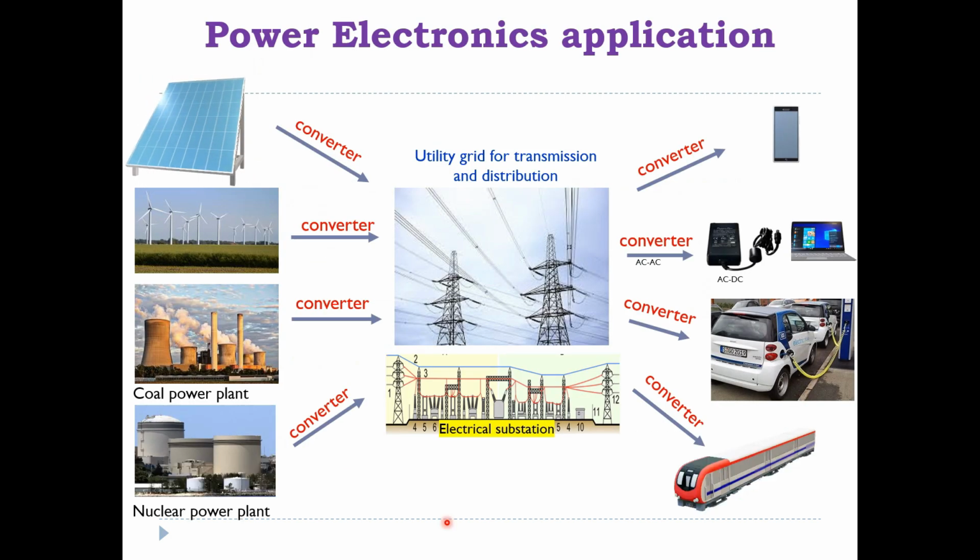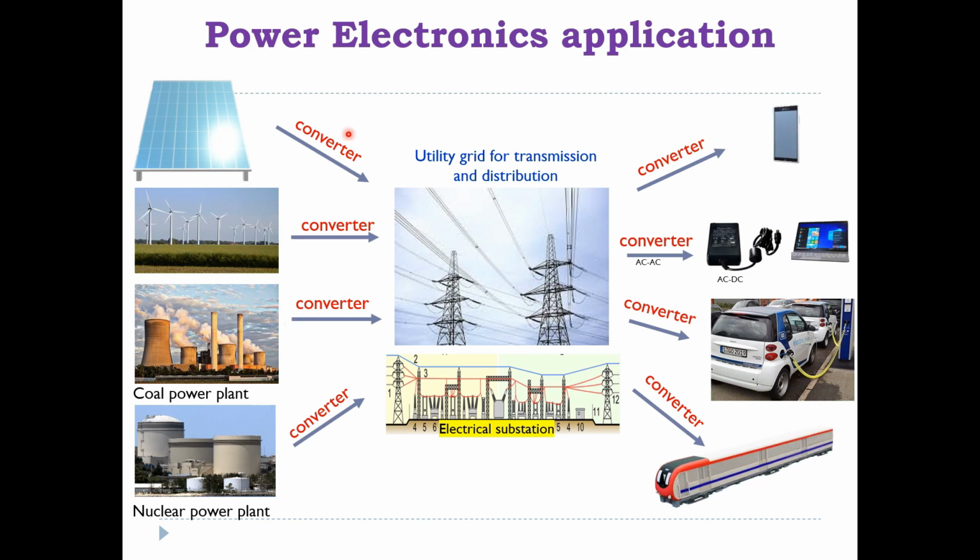This is an example of a power electronics application. Here we have a power source at the left, coming either from a conventional source like a coal power plant or from renewable energy sources like solar PV, wind and nuclear. Then we have a utility grid for transmission and distribution, and a variety of loads on the right. In between the source and the utility grid, we need a converter or a transformer to step up or step down the voltage.